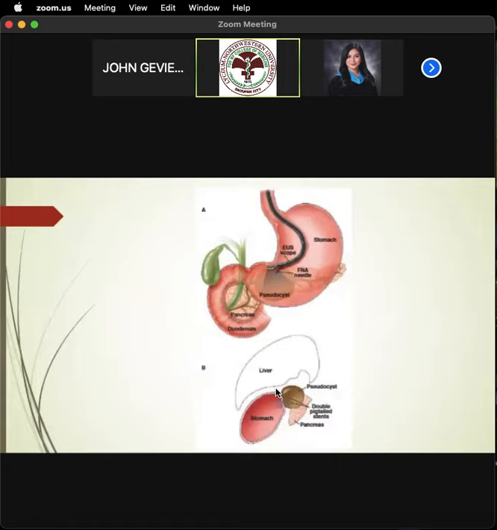There's also a technique called endoluminal cystogastrostomy. This is an endoscopic procedure with the help of endoscopic ultrasound, which will guide you to puncture the pancreatic pseudocyst, and you will place a stent in order to maintain the connection.